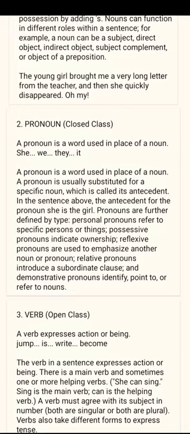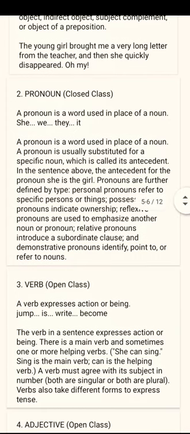Pronouns are further defined by the type. Personal pronouns refer to specific persons or things. Possessive pronouns indicate ownership. Reflexive pronouns are used to emphasize another noun or pronoun. Relative pronouns introduce a subordinate clause. And demonstrative pronouns identify, point to, or refer to nouns.